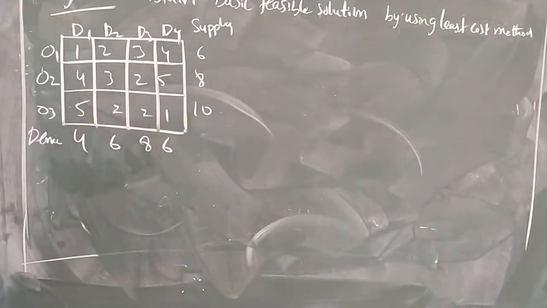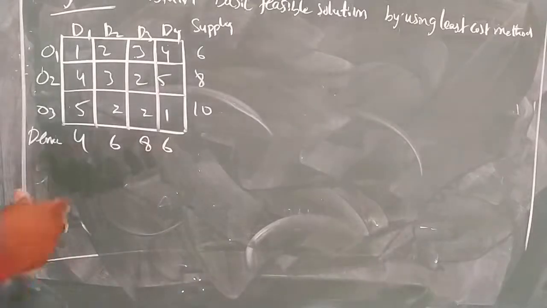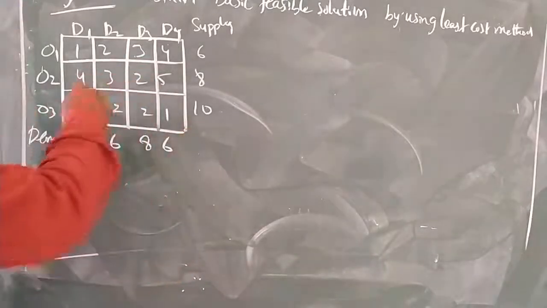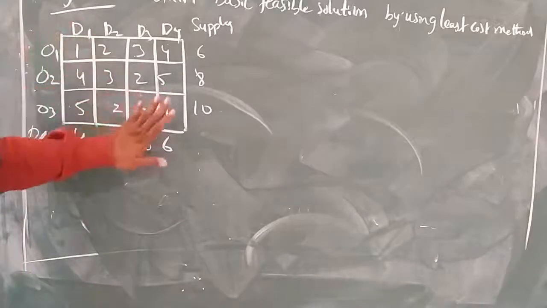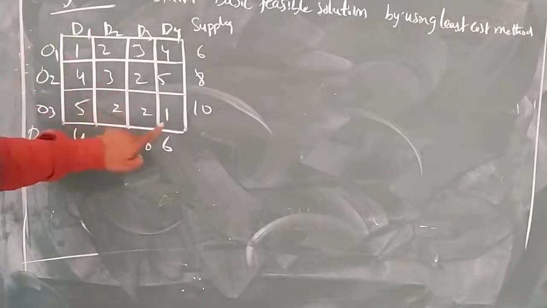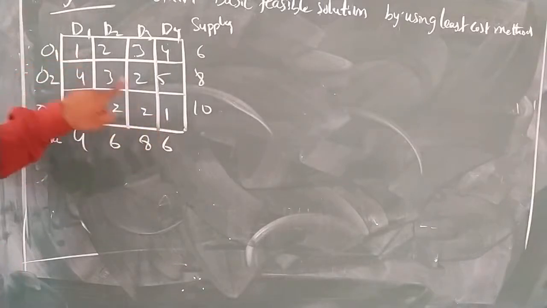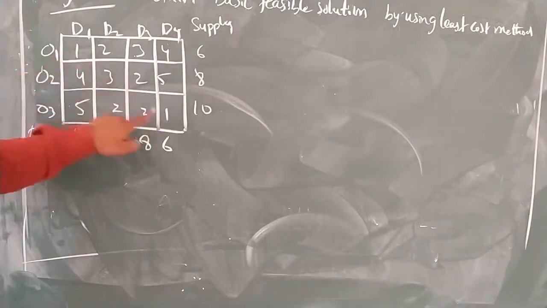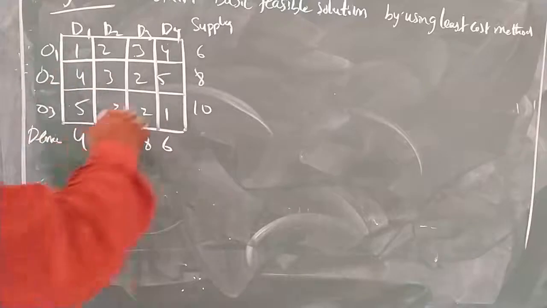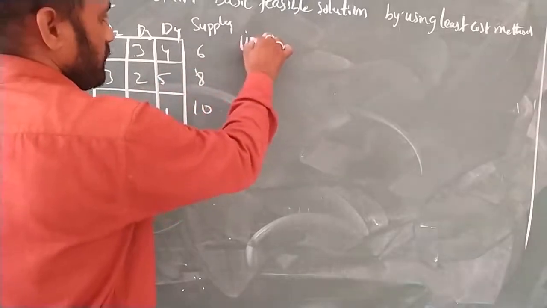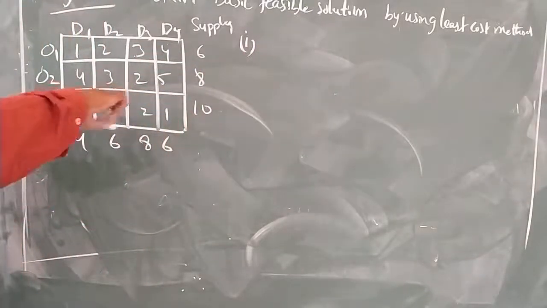So now how to do this? By using the least cost method here. LCM, least cost method. How to do this here? So in this total given transportation table, if we observe here, 1 is the least number. It is occurring at 2 positions. So step 1, first step is that we have to identify the least value in this.